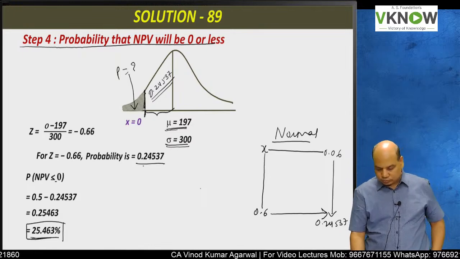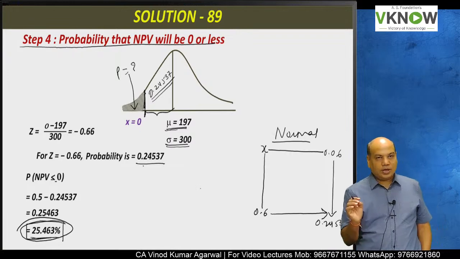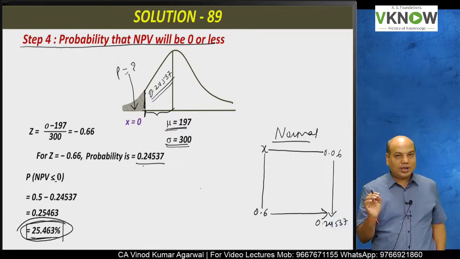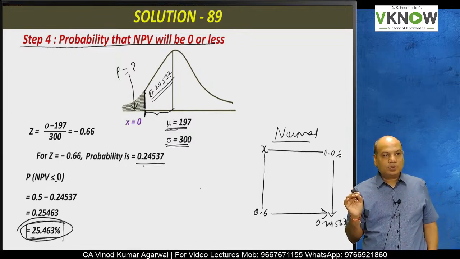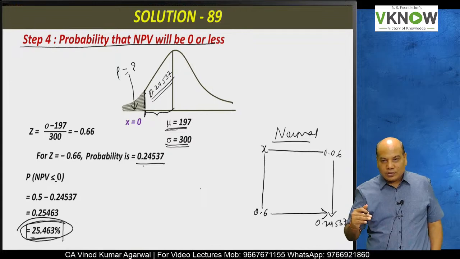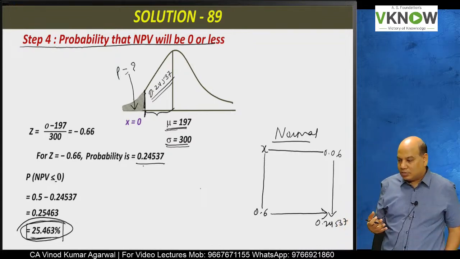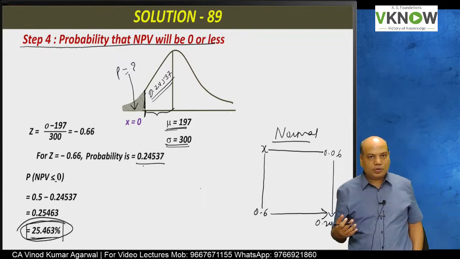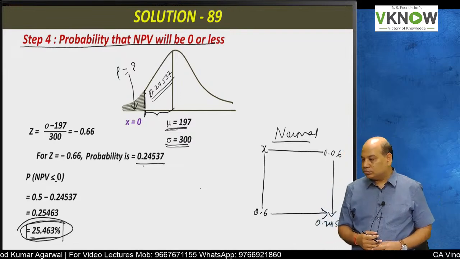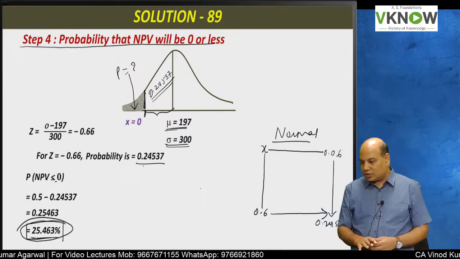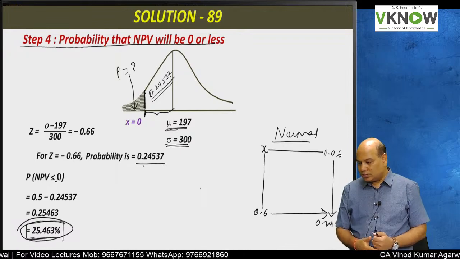25.463%. So you are carrying a risk that your NPV can be negative with 25.46% probability. You can have a negative NPV, but the probability is approximately 25.463%. Is it right now? Can we go to the next answer?